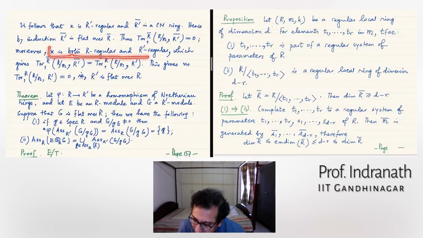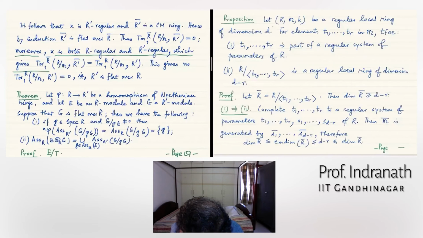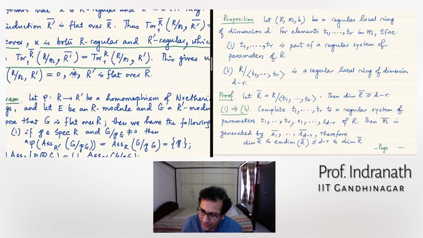Now, this is another thing which I don't exactly remember whether we discussed in this very format. So let me just underline it. Moreover, x is both R regular and R dash regular, which gives that the Tors are the same. Now, this is what we need, when we want to take off the bar and come back to the original one, right? And therefore, we have the vanishing condition on this and the vanishing condition on this would follow, and therefore R dash will be flat over R. So this one is what one needs, right?